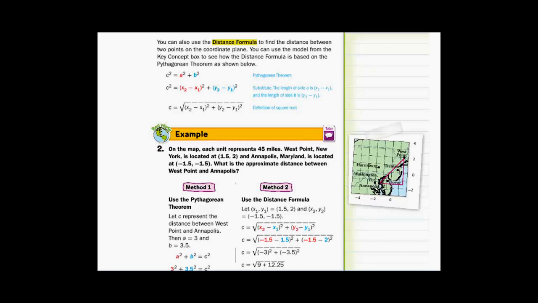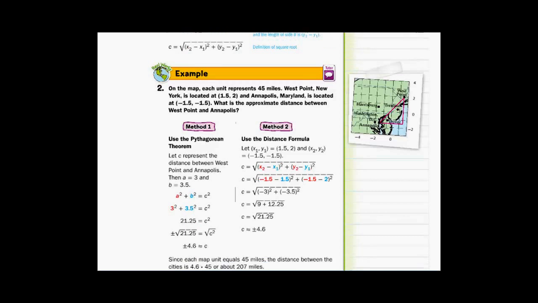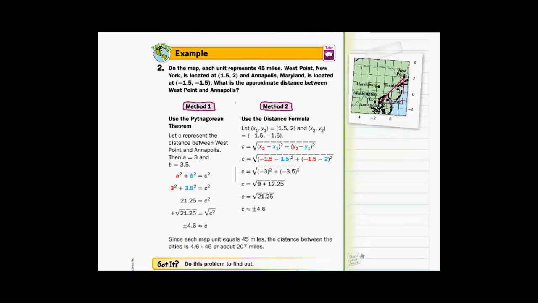So example 2 actually gives you an example where they show you method 1, method 2. Method 1 is Pythagorean theorem, so they have plotted the points for Annapolis and West Point. They have plotted those points, made a right triangle, and used Pythagorean theorem.